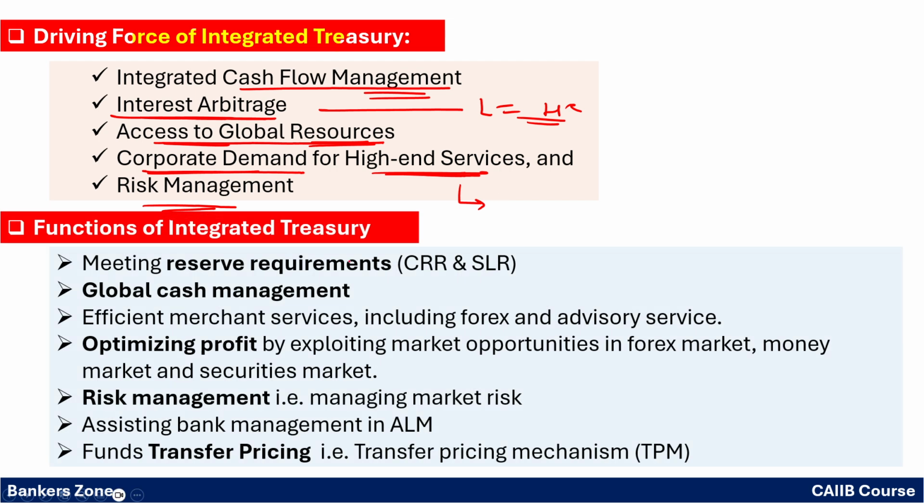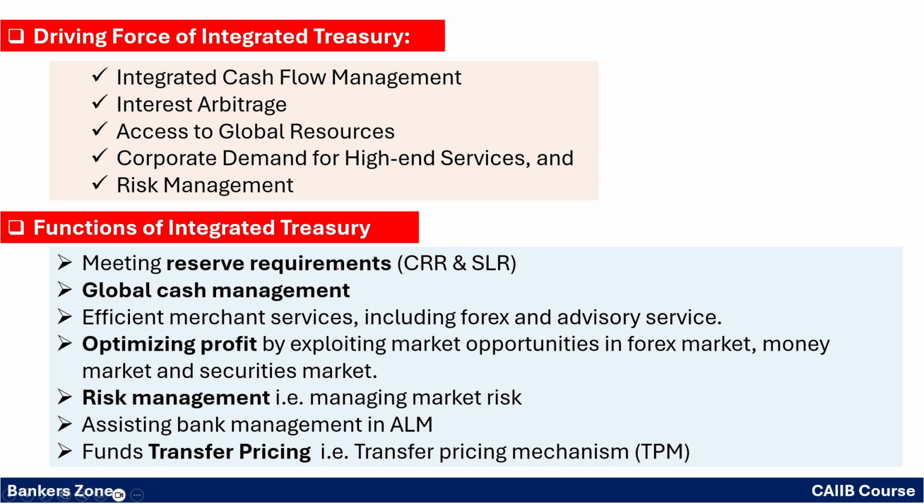Okay, now what are the important functions of the integrated treasury? Let's understand one by one. Obviously, treasury does the reserve management, that is what? Meeting the reserve requirement, that is the CRR, SLR. So this is an important function of a treasury. Then global cash management, it refers to the physical cash, sending and receiving the money. So if the foreign branch of SBI needs money, it can be done using the integrated treasury only. So global cash management. Then efficient merchant services including the forex and the advisory services.